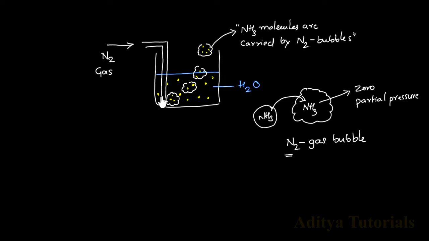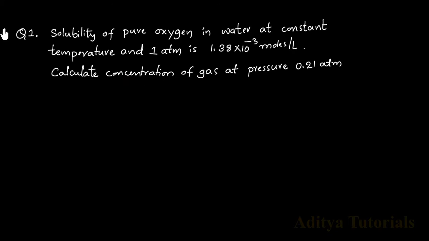Let's see one problem on Henry's law. The problem is given like this. Here the solubility of pure oxygen in water at constant temperature at 1 atm is given as 1.38 into 10 to the power of minus 3 moles per liter. Calculate the concentration of the gas at the pressure of 0.21.